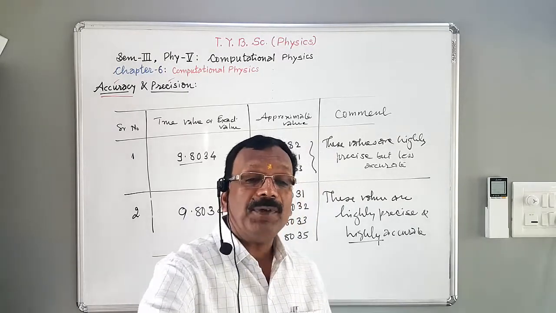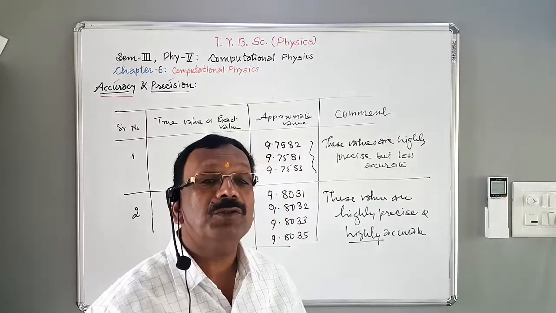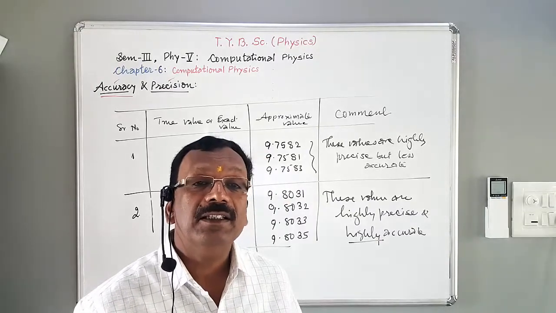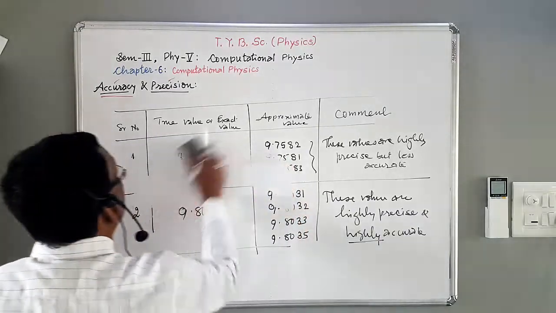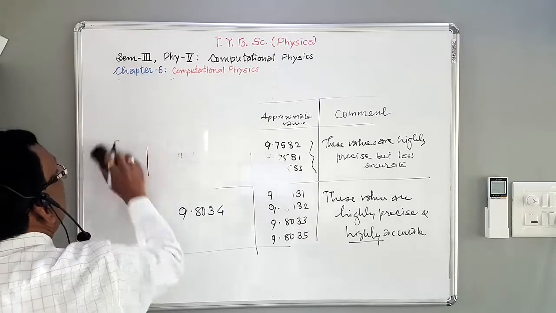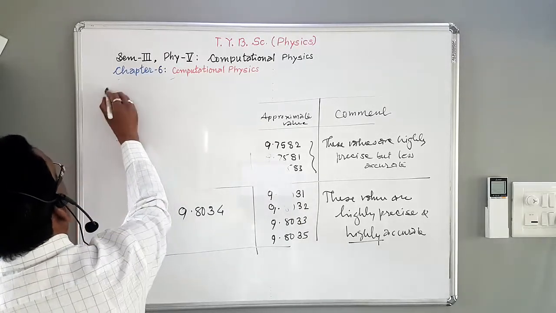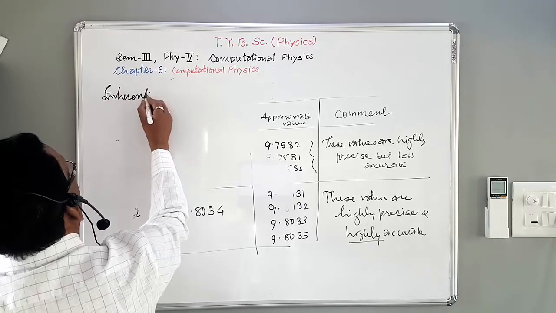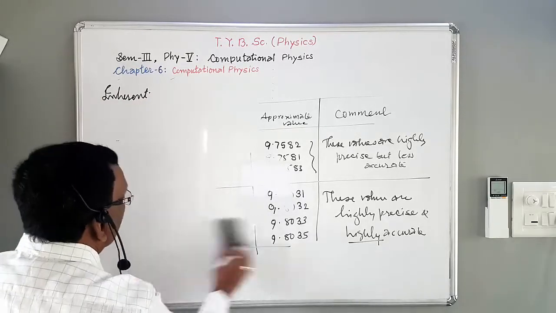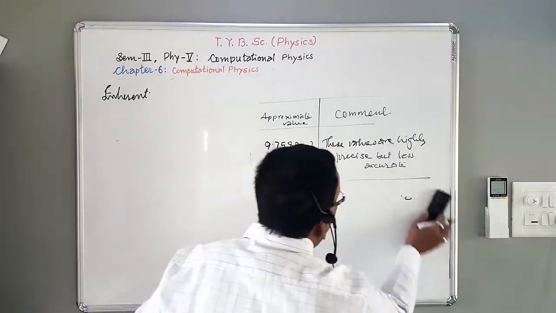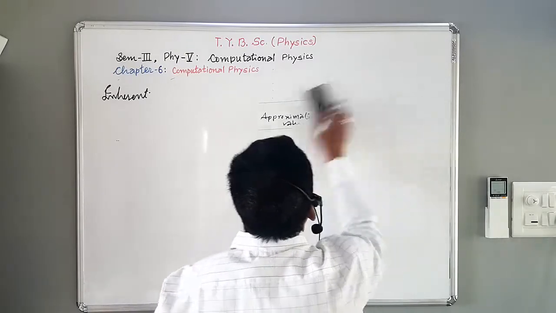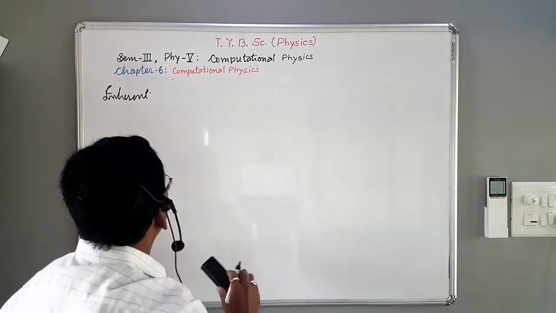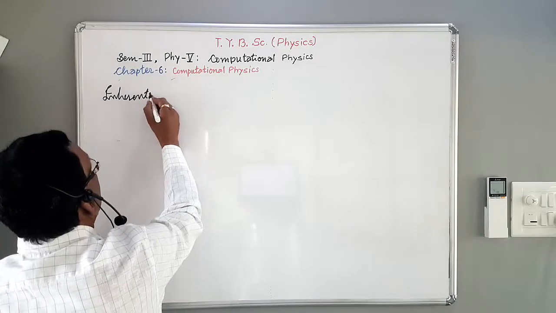Okay. Now after this we are going to see the remaining errors. First one is inherent error. We see this error in the taxonomy of error. What is inherent error?